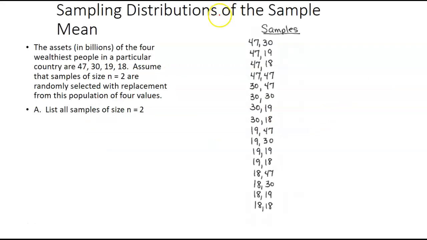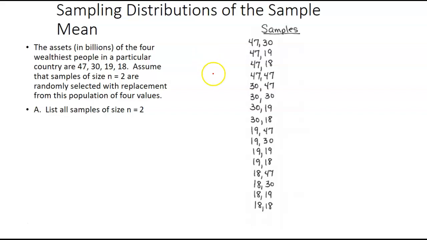Okay, so some of the homework that you're going to have on MyStatLab is going to have you go through problems like this. So I want to do a couple examples here. This one's looking at the sampling distribution of the sample mean. Here it says the assets, in billions, of the 4 wealthiest people in a particular country are listed here. Assume that samples of size n equals 2 are randomly selected with replacement from this population of 4 values. So the first step is to list all samples of size n equals 2.